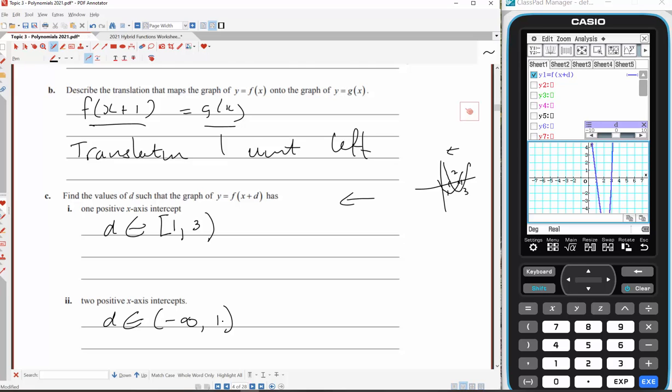Up to 1, not including. Alright, so there's 1, and then that's the highest value up to, but not including it itself. Any less than that, we're going to get 2 positive x-axis intercepts. Whew, tough question.